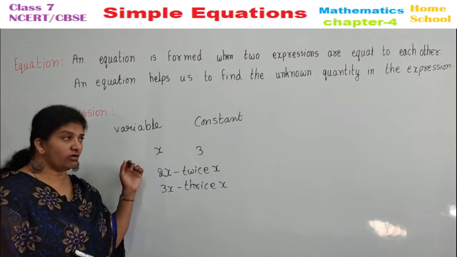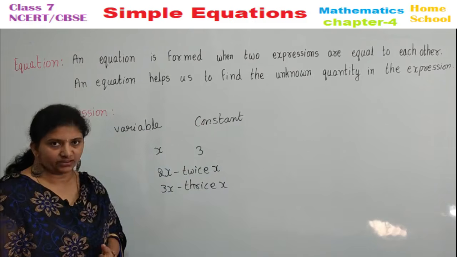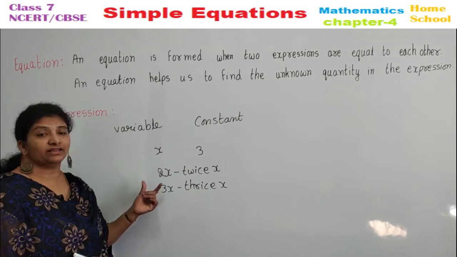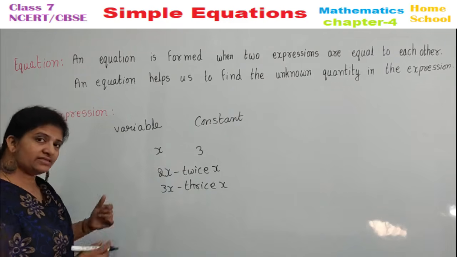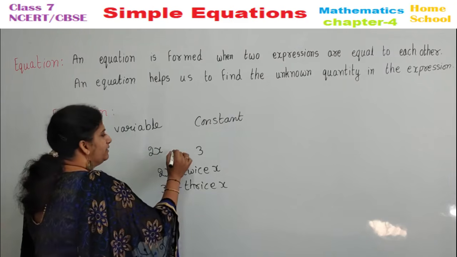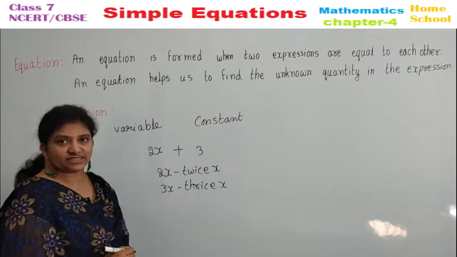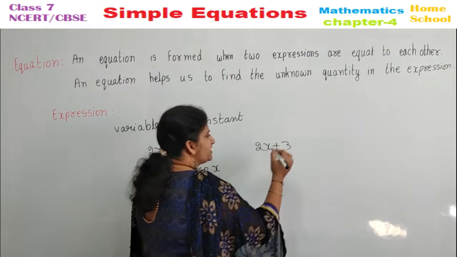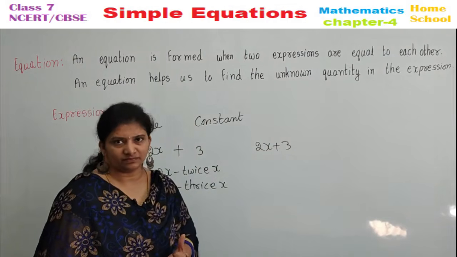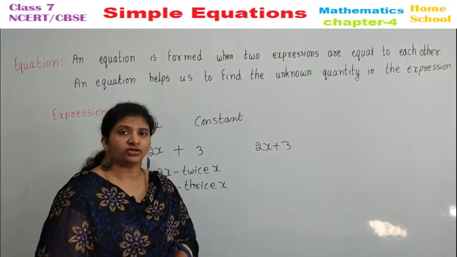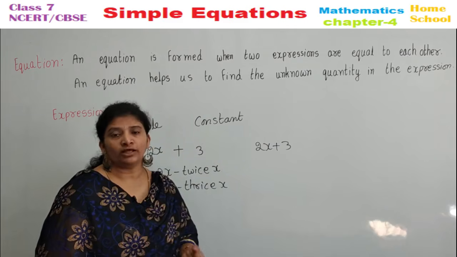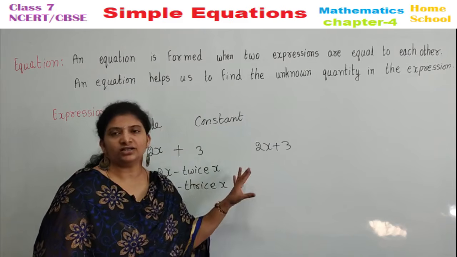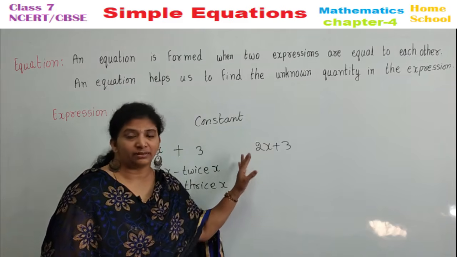Expression is a combination of variables and constants. Now, I have taken a variable x and a constant 3. Let us write twice the variable. Twice the variable means 2x. And we are going to take a positive sign, 2x plus 3. What is this 2x plus 3? It is an expression containing two terms. In future classes, we are going to learn having one term, monomial, binomial, trinomial. These we are going to learn in the future classes. For now, just learn expression. It is a combination of variable and a constant.